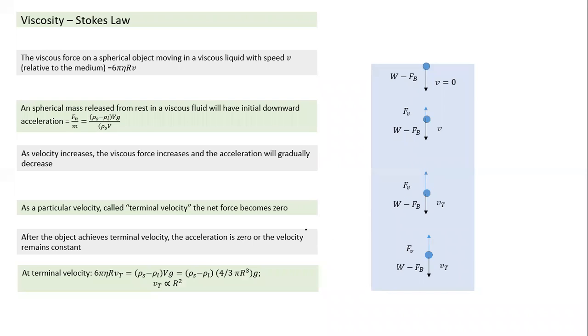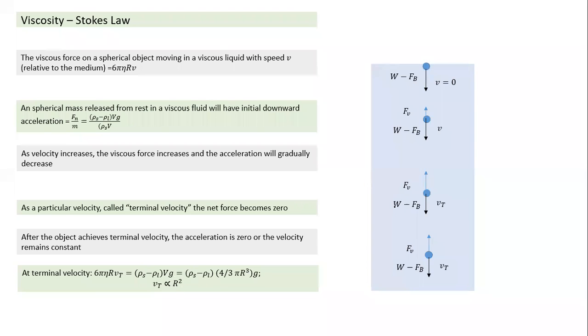And at terminal velocity, if I have to write the equation here, I equate this value to this value. What is this value? 6 pi eta r v, which we had at terminal velocity. And that has to be equal to weight minus FB, which I can write as (rho s minus rho L) into Vg. And if we have to write in terms of the radius of a sphere, one r term gets cancelled. What we notice is that terminal velocity is proportional to r square, and it is proportional to 1 by eta.